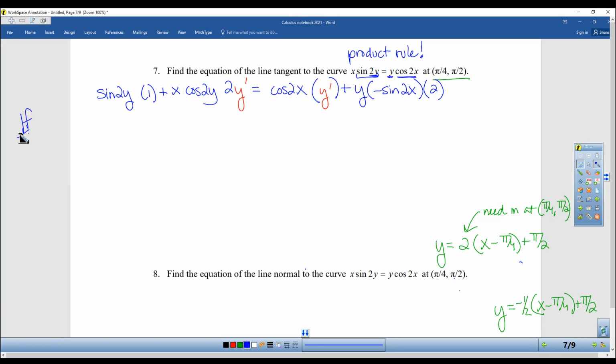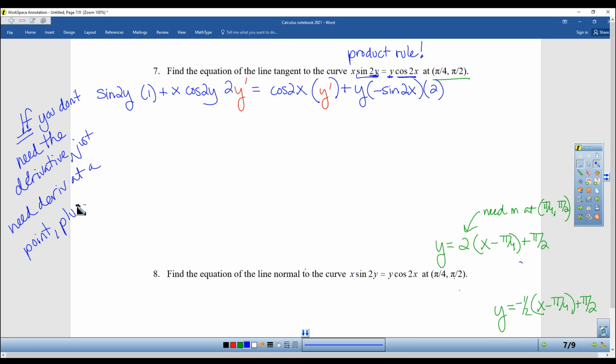So if you don't need the derivative, the problem never says what is y prime. If you just need the derivative at a point, plug in now. In other words, no one's saying what is the derivative. You don't have to write it as y prime is, not needed. They just need the equation of the tangent line, which means I just need this number. So I'm going to go ahead and plug things in now.